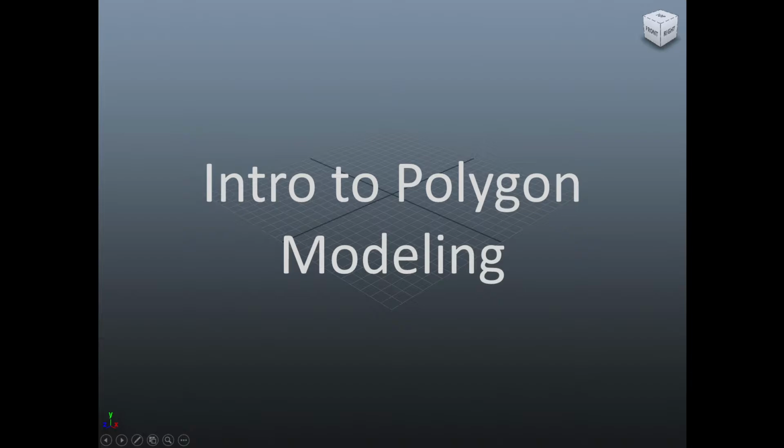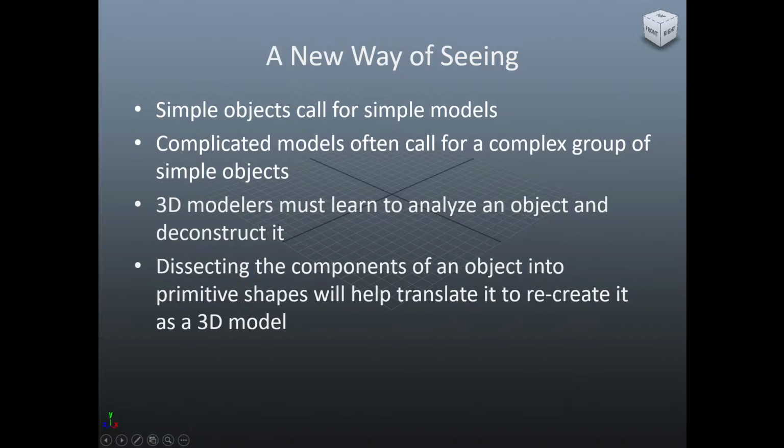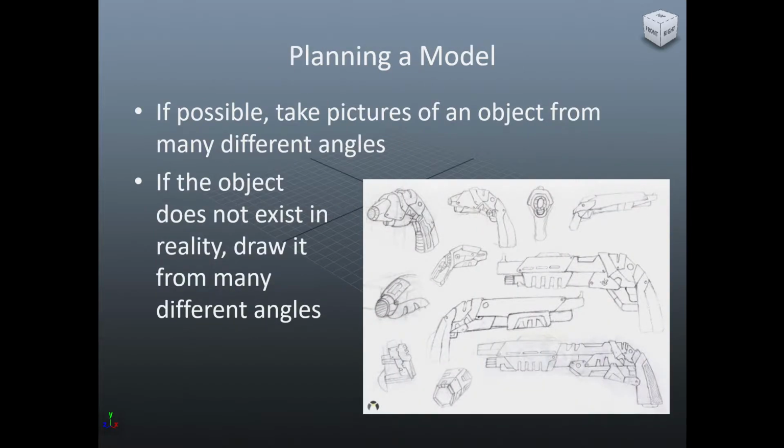So in this video I'm going to be covering intro to polygon modeling. What is going to be important here is that you have to start thinking about the world in a different way. We need to start thinking about how we can deconstruct the objects in our environment into easy to follow primitives. So what I'm saying here is that if I have a good tidy planning of models, I can basically start making them out of super simple geometric shapes.